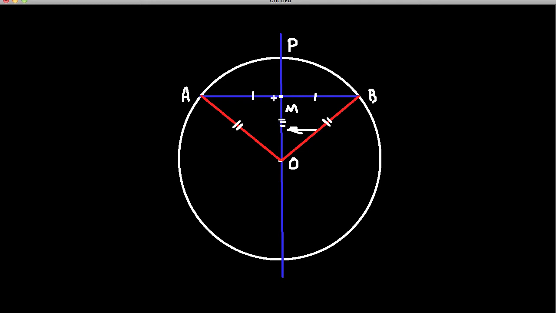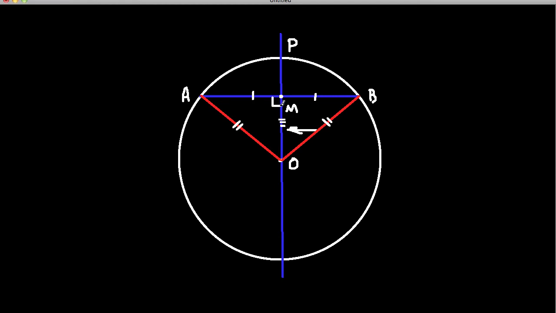That means that the angles on either side of M are equal. But because AB is a straight line, and the angle subtended by a straight line is 180 degrees, the only way that these two angles can be equal is if they are both equal to 90 degrees. So both of those angles are equal to 90 degrees.